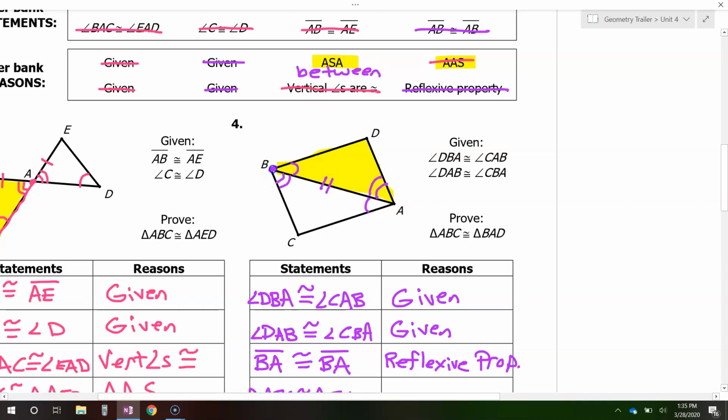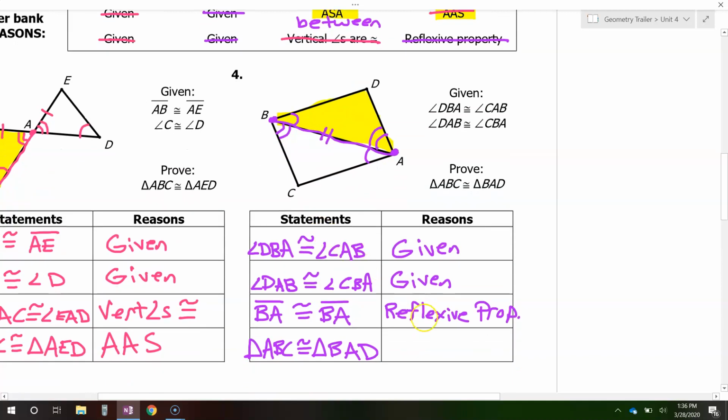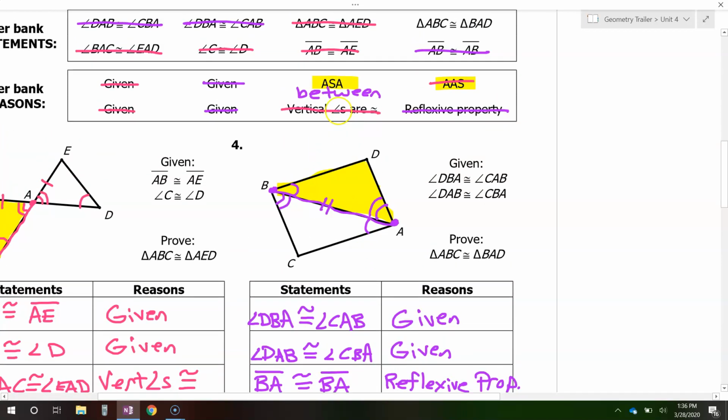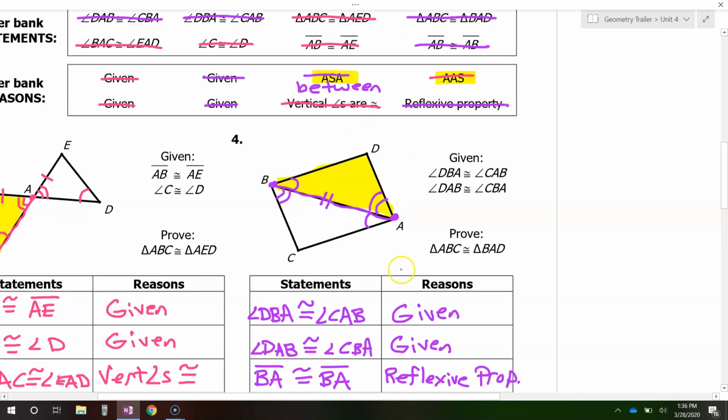And that is exactly the situation that we have here. Here's one angle. Here's the other angle that we have marked. This is the side that is between those two angles, and that is the side that is marked. So since the side is between the two angles, that is angle, side, angle. All right, which was the last reason left anyway.